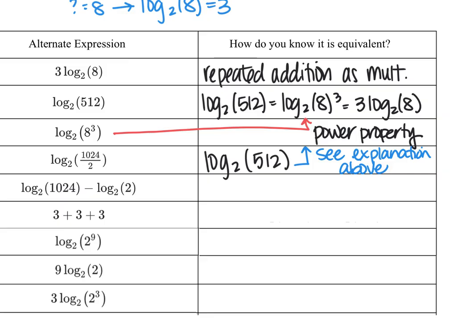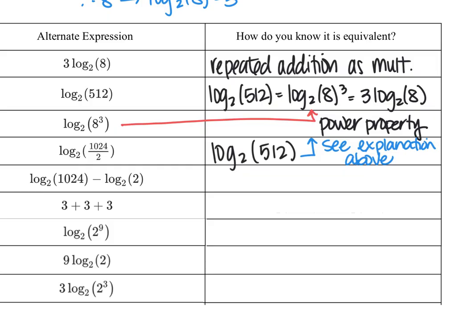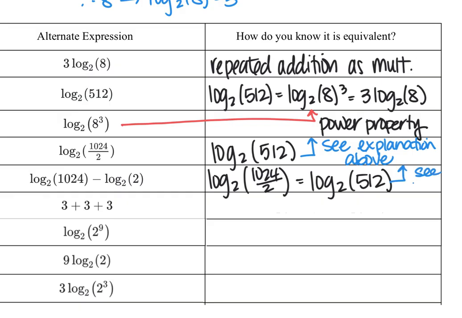All right, in the next problem, I have log base 2 of 1024 minus log base 2 of 2. This is the quotient property. The quotient property tells me that this can be written as log base 2 of 1024 divided by 2. And y'all, we know what that is. That is log base 2 of 512. And we've already seen log base 2 of 512. So I'm just going to write C above.